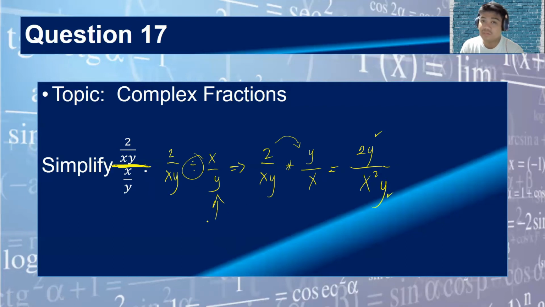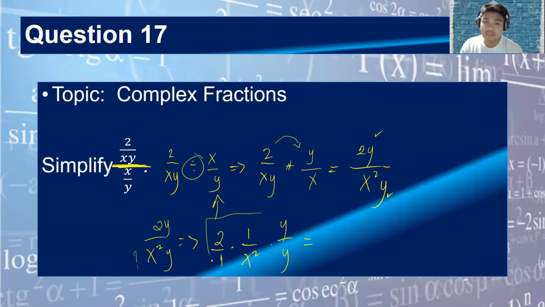Same process as in our number 16. So you have 2y over x squared y. We're going to separate those like variables so we can see which ones we will cancel, or how we will apply the laws of exponents. So you have 2 over 1 times 1 over x squared times y over y. We have an invisible 1 here and the x to the first power. So this is the factored form, or the parts we separated.